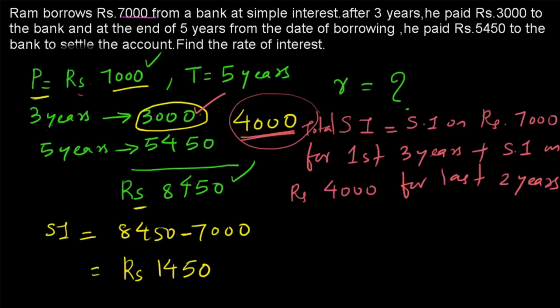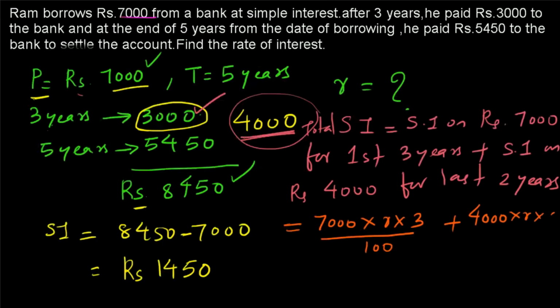So this is our formula. Now we can form the formula from this. So what we will be getting? The simple interest on 7,000 will be 7,000 into R into 3 by 100. Simple interest is equal to PRT by 100. So P is equal to 7,000 plus, for the last 2 years the principal is 4,000. So 4,000 into R into 2 by 100 will be the total simple interest. What is the total simple interest? It is 1450. So this is our total formula. So what we will be getting?